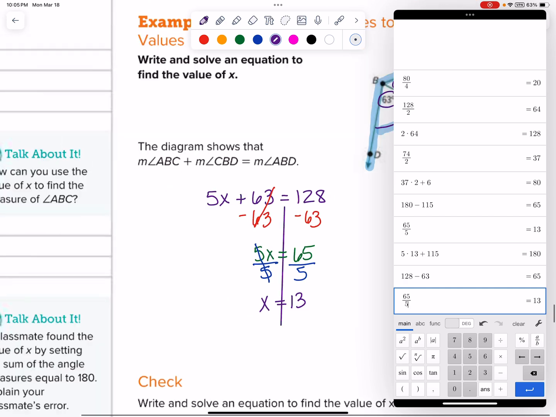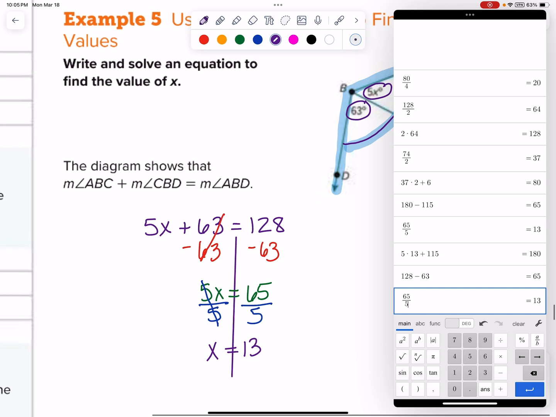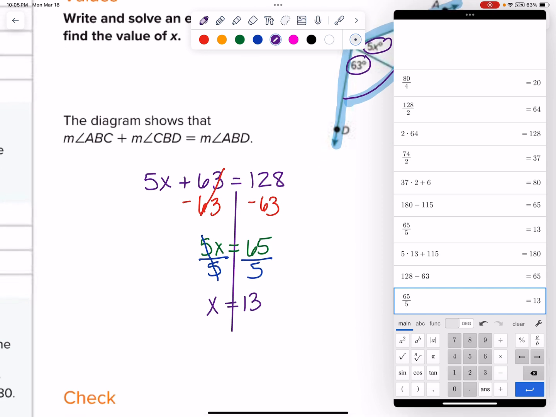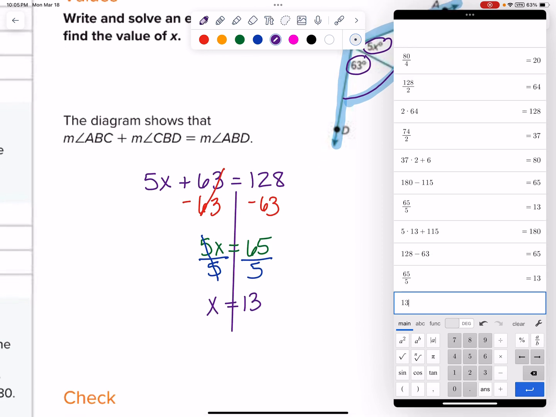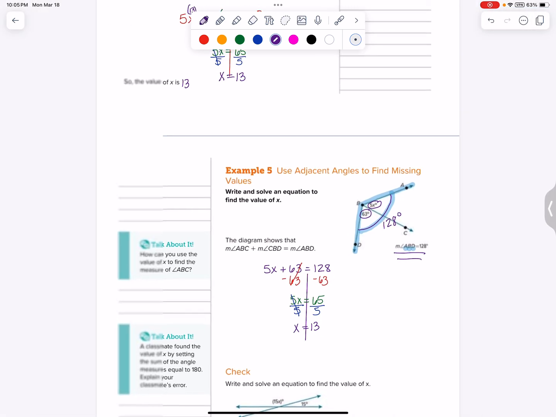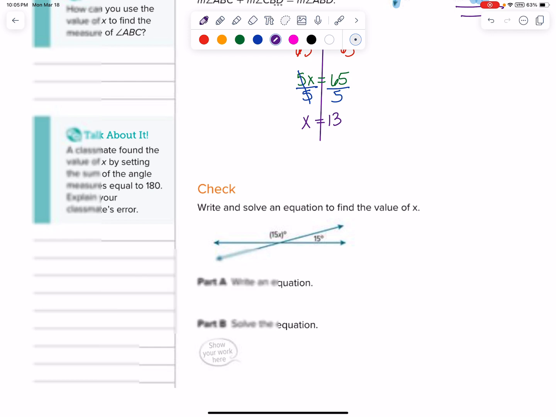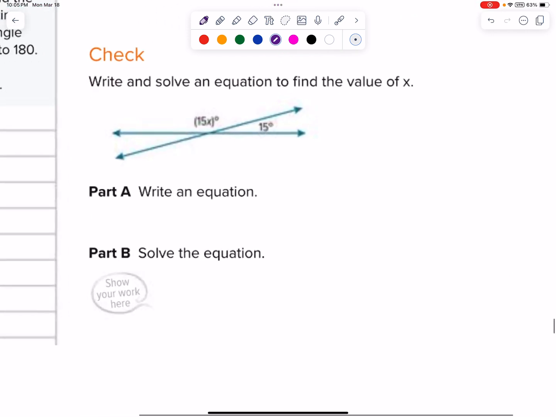Okay, and if you plug that in, you would see that 13 times 5 plus 63 equals 128. Okay, all right, let's go ahead and try it out here. So the question is, what is x? How can you solve x?